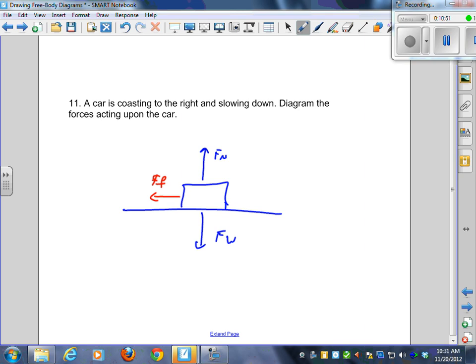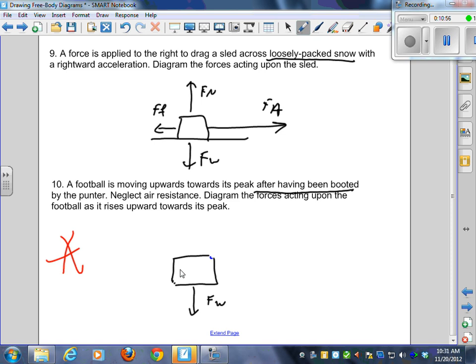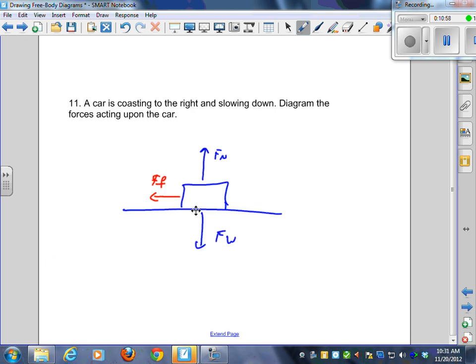Is that not almost the same as the football one? The only difference being the football's not on a surface, is it, right? Yeah, same idea.